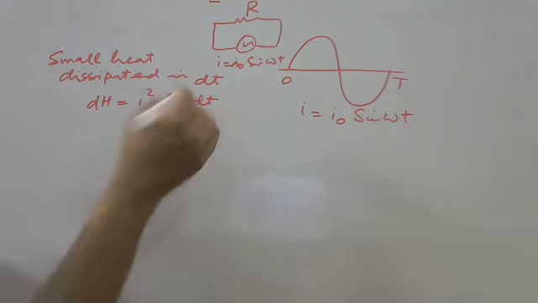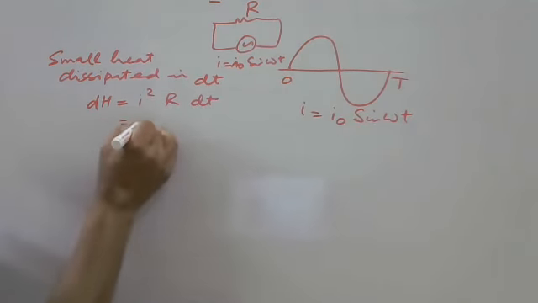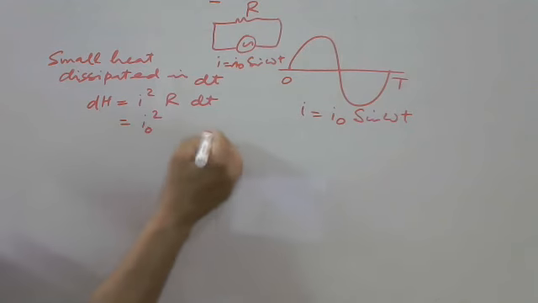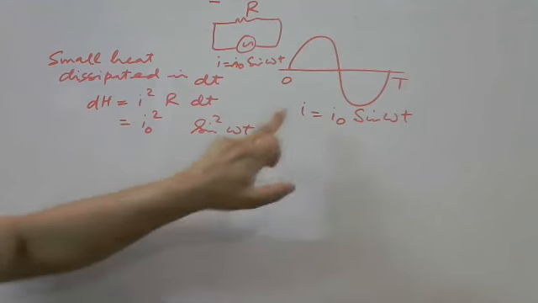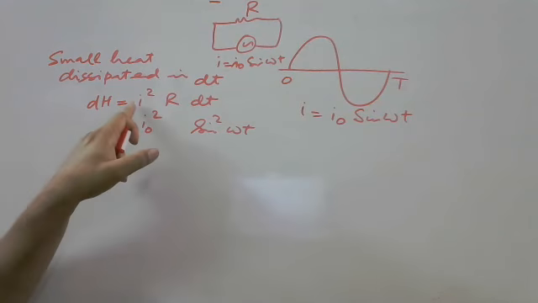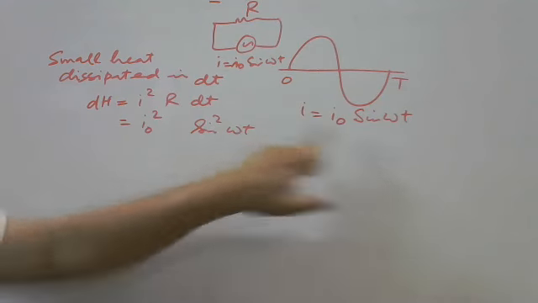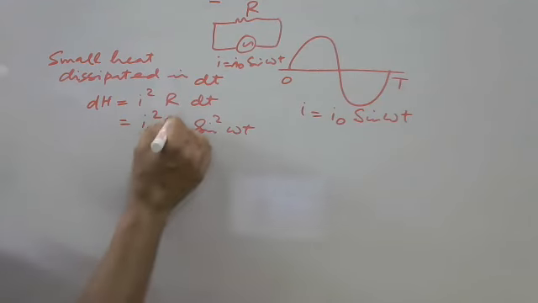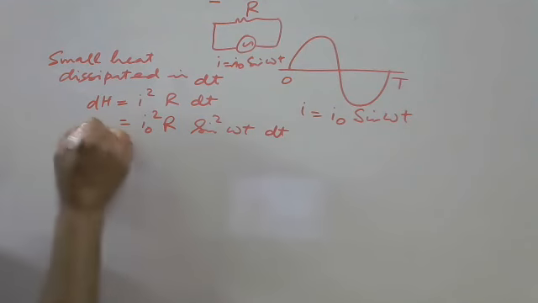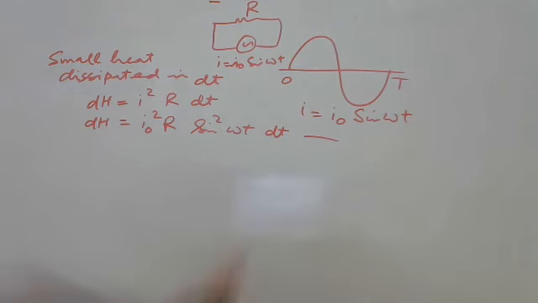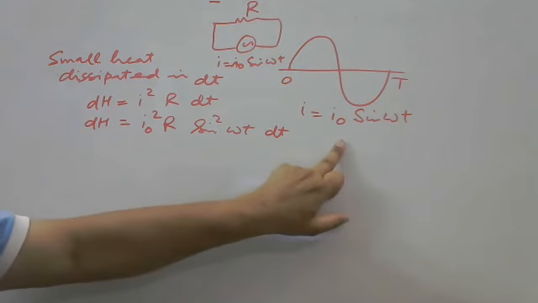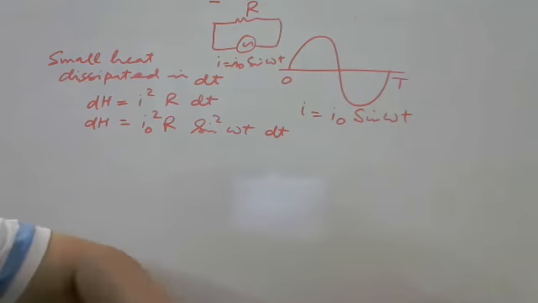Nothing. Put the value of I here. I square is I naught square sin square omega t. This is the value of I. Putting the value of I here, square, because of square, I naught square sin square omega t R and dt. Up to this point, there is no doubt, because we have simply put the value of I naught sin omega t. So there is nothing. Now what should be the limit here?